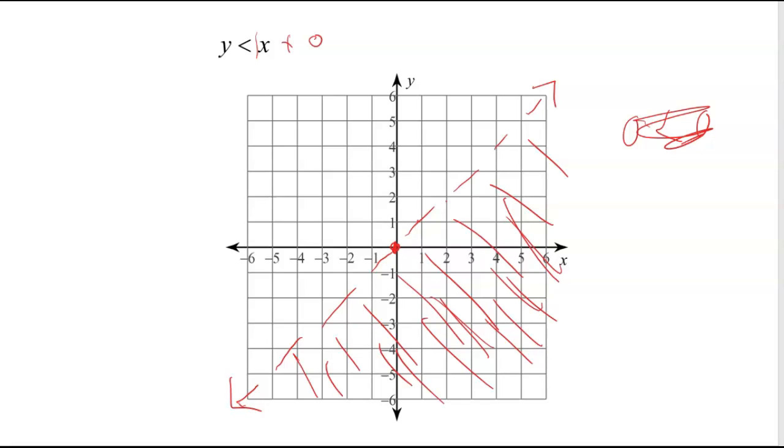And there we go. We could try a different ordered pair and see if it works. Let's go 1, negative 1. So x is 1, y is negative 1. Negative 1 is less than 1. Is that true? Yes. So we know we have it going the right way. Make sense? Ready for a little practice?